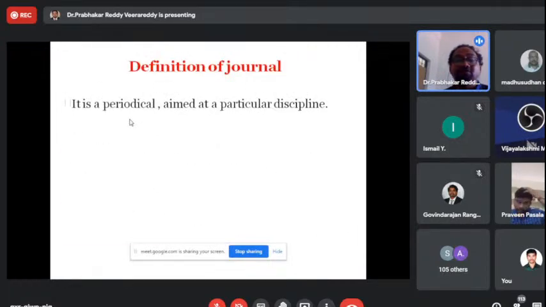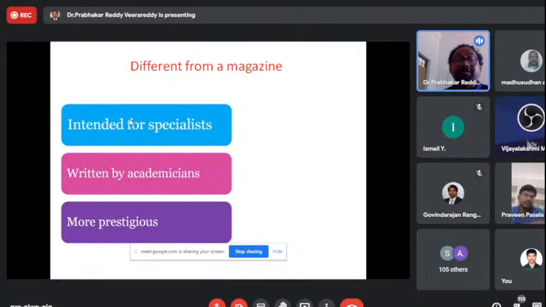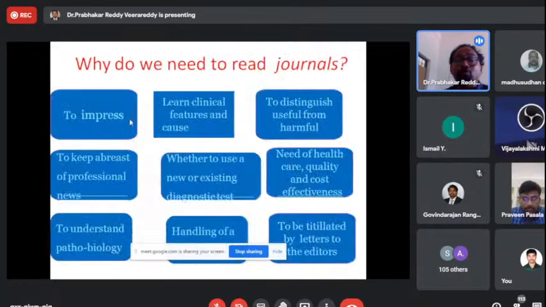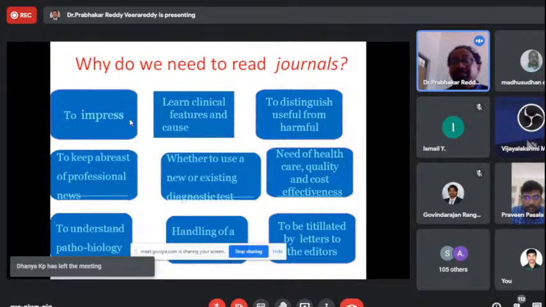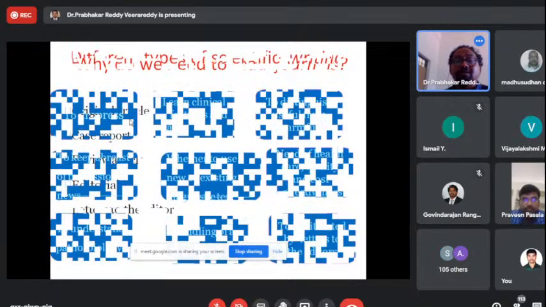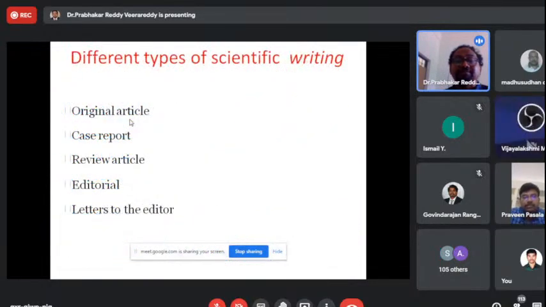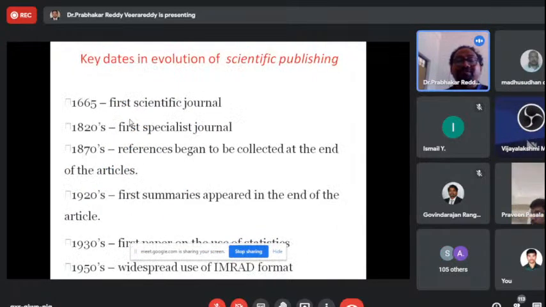So which type of journal are you going for: specialist journals, or journals by academicians, more procedural ones. So why do we need to read? To learn clinical features, distinguish useful from harmful, keep abreast of new news, decide whether to use a new or exciting diagnosis, meet the need of healthcare, and understand pathobiology. Different types of scientific writing are original articles, case reports, review articles, editorials, and letters to the editor.